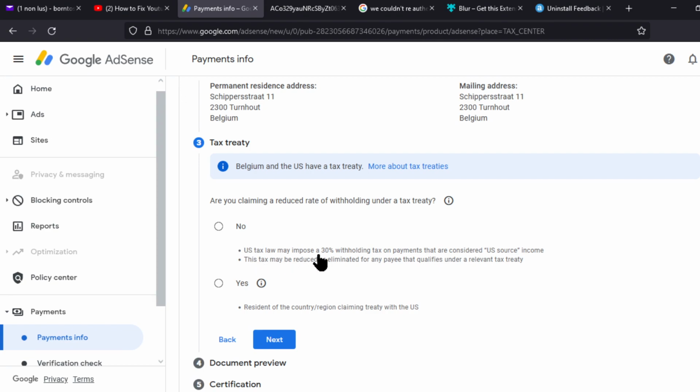U.S. tax law may impose a 30% withholding tax on payments that are considered U.S. source income. This tax may be reduced or eliminated for any payee that qualifies under the blah blah blah. Okay, that's clear. So, resident of the country claiming... I think I should click yes here. I'm not so sure, but now I'm positive it's yes. Because this is the question, and these are the answers, yes or no. But all this writing here may make you forget that it's all about no or yes. Are you claiming a reduced rate? Yes, I'm claiming a reduced rate. That's a no brainer.